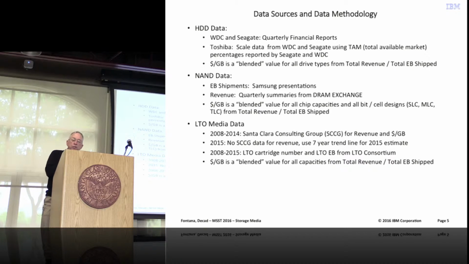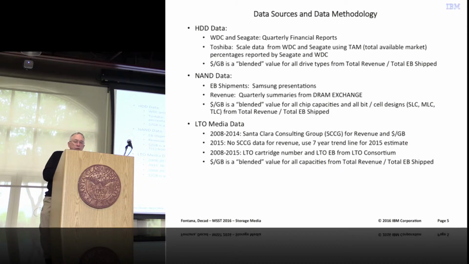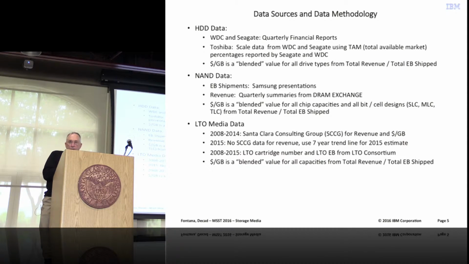As a consequence, since enterprise tape is not necessarily shared publicly, it's not included in these talks. I think for the HDD data, it's very straightforward to grab the data from essentially the Seagate and Western Digital quarterly reports. I also want to emphasize that when I give $1 per gigabyte, it is basically the total revenue for that storage company divided by the total number of exabytes shipped.